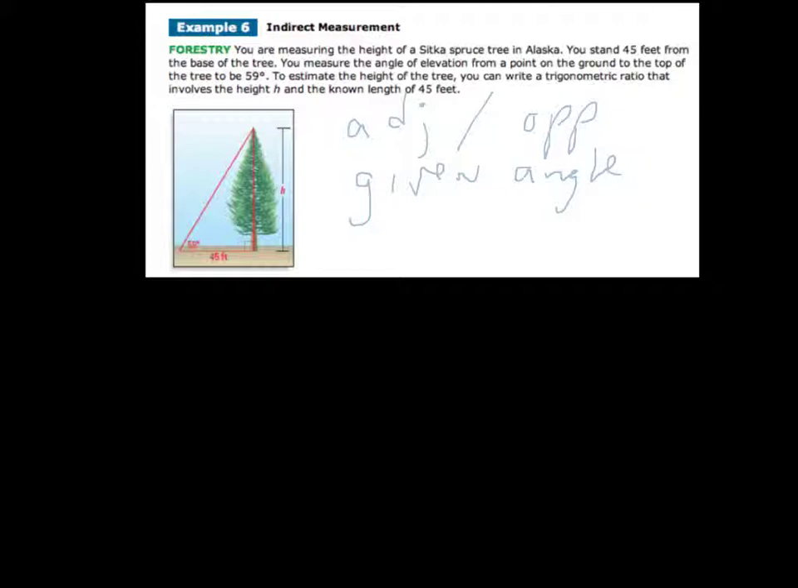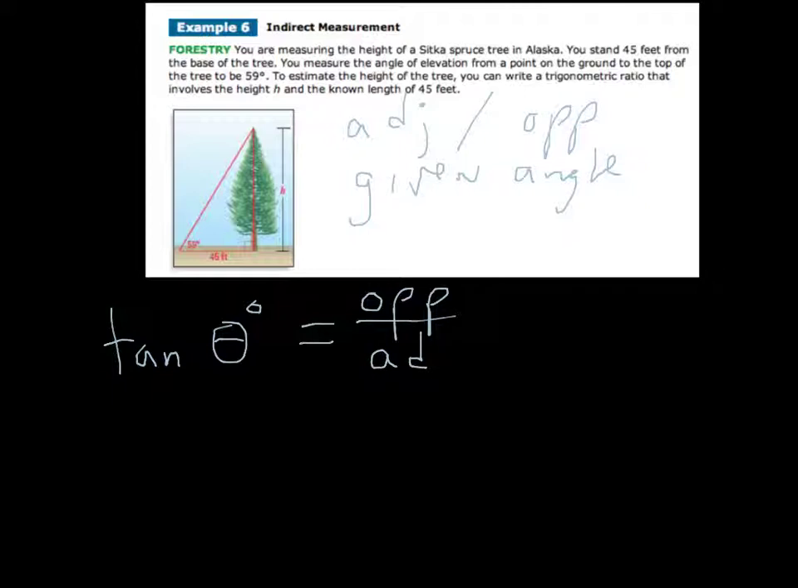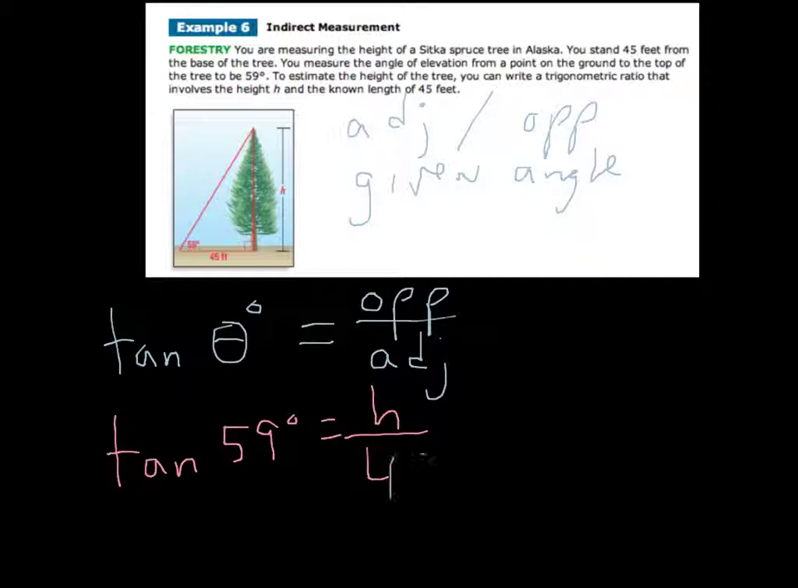What that sounds like to me is the tangent of an angle, which we'll call theta, because that's what we like to call unknown angles in geometry and in pre-calculus, is equal to the opposite side divided by the adjacent side. Notice, as always, I'm drawing a generic model. Now I'm going to say the tangent of 59 degrees is equal to the opposite side, that's our unknown, h, over 45.